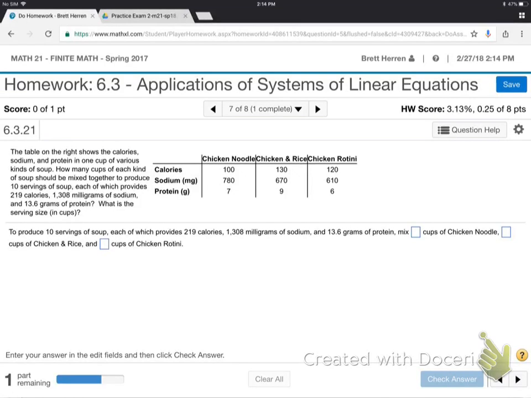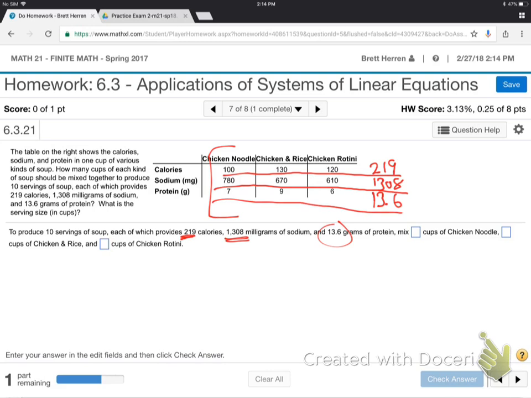Let me go. All right, so here's what we're doing. It does have a little bit of a wrinkle, a little trick here. So basically, this is my matrix right here. The only thing, see how it says 1308 sodium? Calories, 219 calories. This is the calorie row. And the next one is 1308 for sodium. And the third one is 13.6 for protein. Good there?